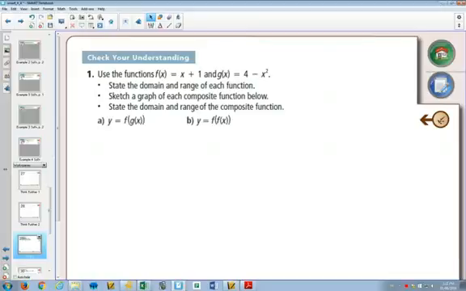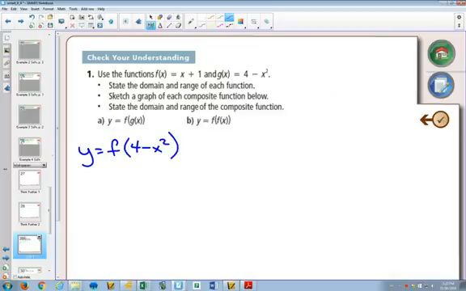So here we have two functions. In order to state the domain and range and sketch the graph, the first thing you're going to do is create the explicit equation for each one. So what does y equals f of g of x look like? Well, that's f of, since g of x is 4 minus x squared, that's f of 4 minus x squared.